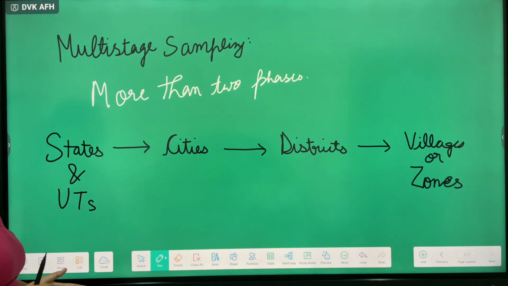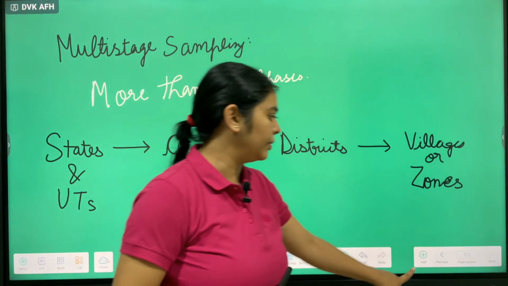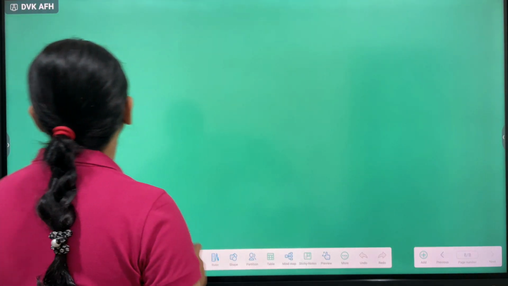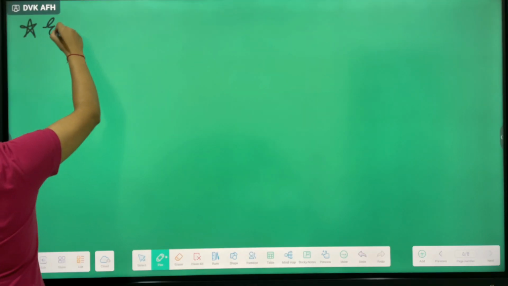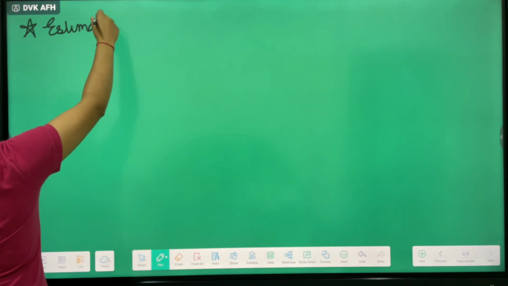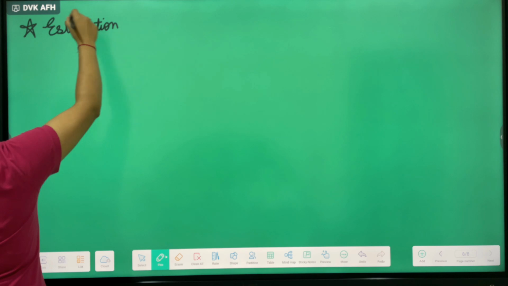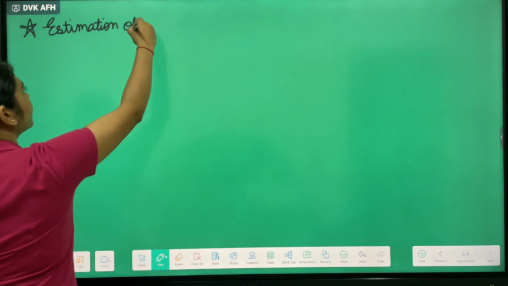Now, don't confuse it. We'll also be doing two-stage sampling, multi-stage sampling. Don't confuse it with double sampling. These are two different topics. So now let us take the estimation of double sampling.